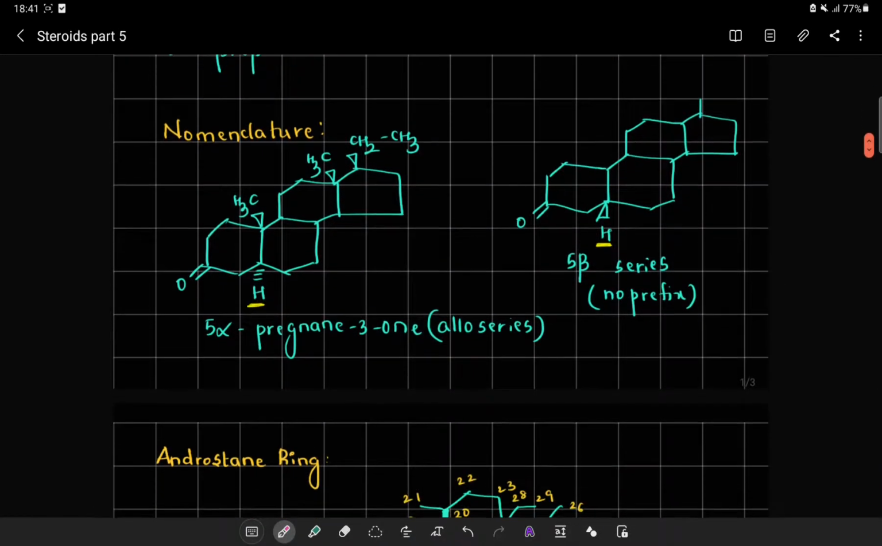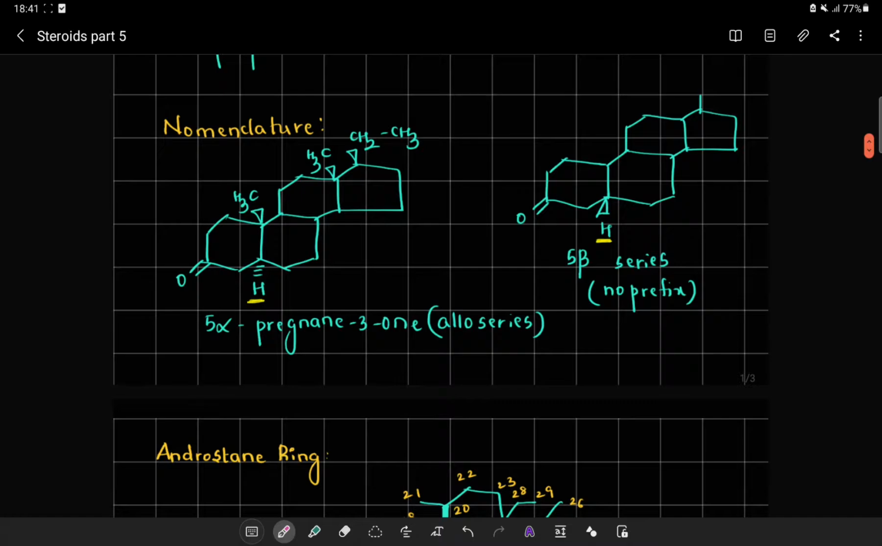Now, previously we have seen nomenclature based on the number of carbon atoms, and how we could classify them based on the increasing number of carbon atoms. But in this system, we will be looking into a different set. Steroids were divided into two groups based on the configuration at C5. Those derived from 5-alpha cholestane were designated as allo series, while steroids derived from 5-beta cholestane were normal.